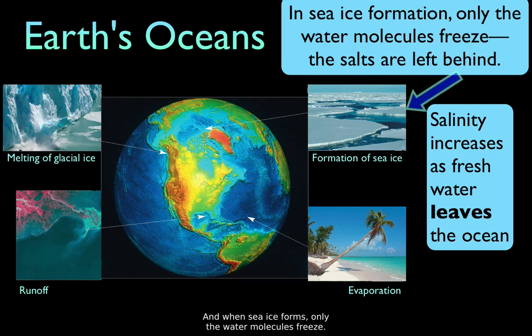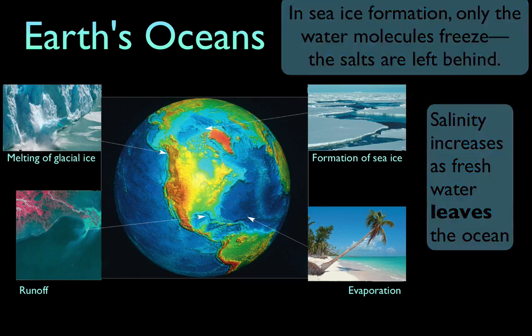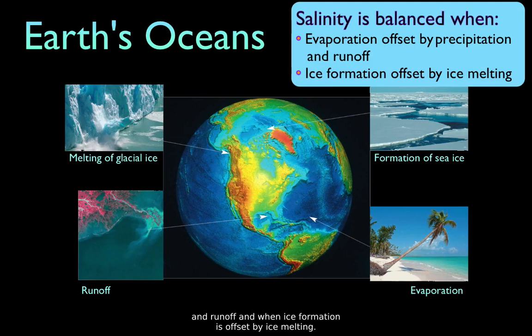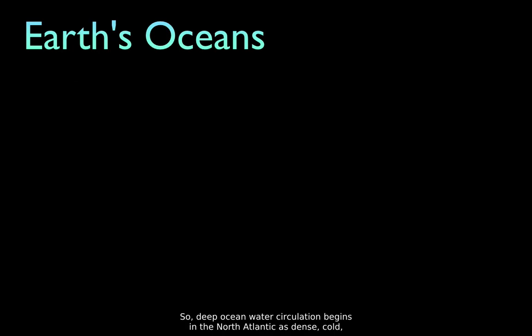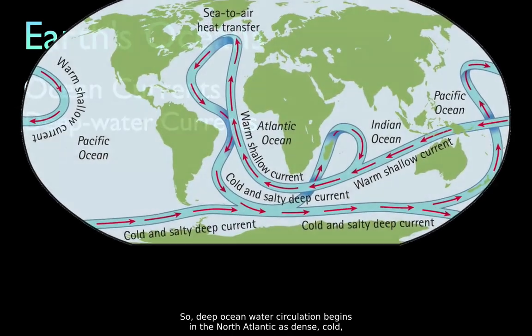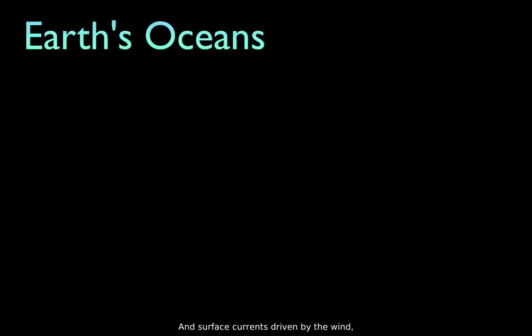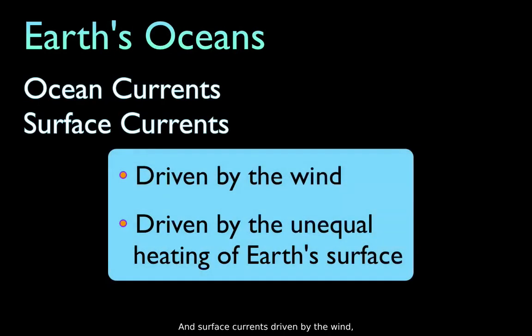And when sea ice forms, only the water molecules freeze. Salts are left behind in solution. The ocean's salinity is balanced when evaporation is offset by precipitation and runoff, and when ice formation is offset by ice melting. So deep ocean water circulation begins in the North Atlantic as dense, cold, salty seawater sinks and flows along the ocean bottom toward the equator to the Antarctic Ocean, then eastward and again northward in an overall north to south circulation pattern. And there are surface currents driven by the wind, which are driven by the unequal heating of Earth's surface.